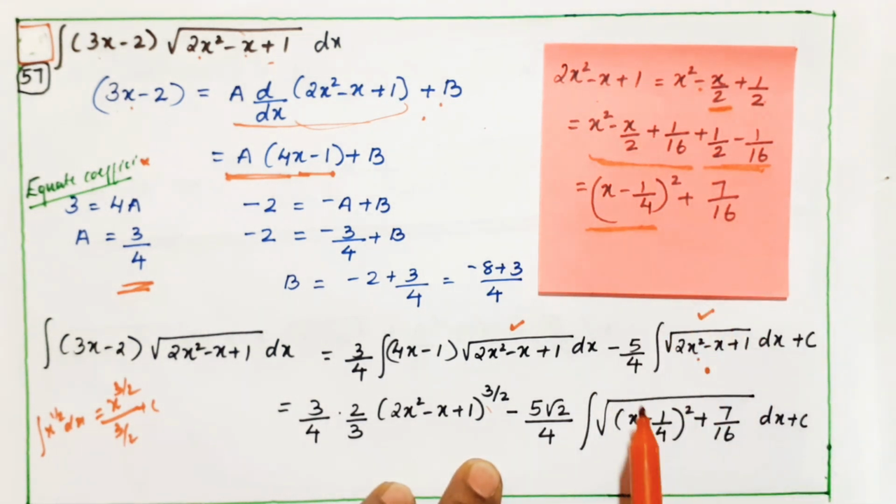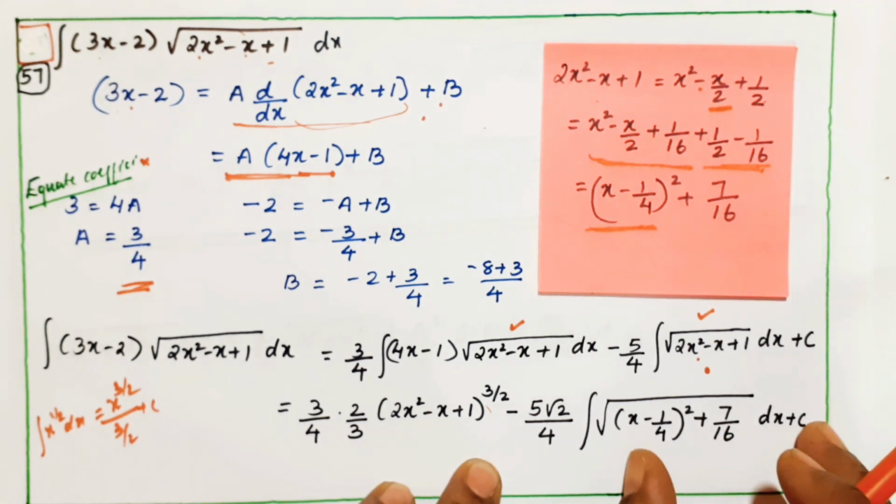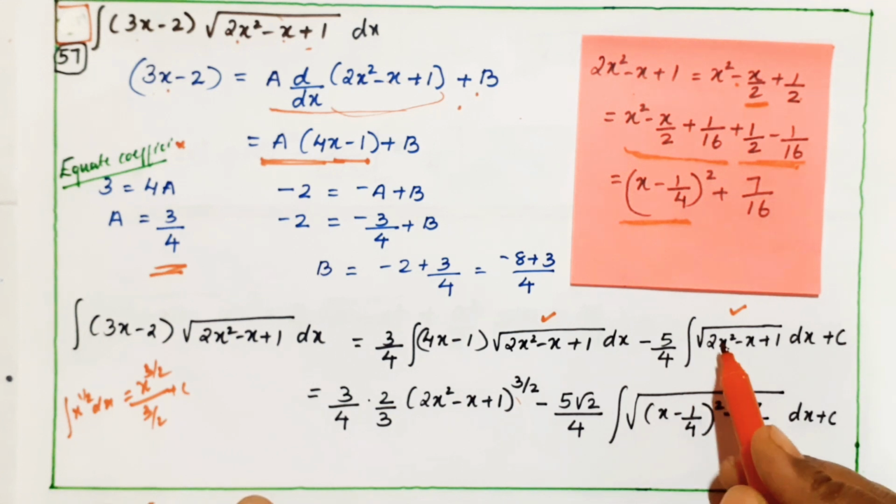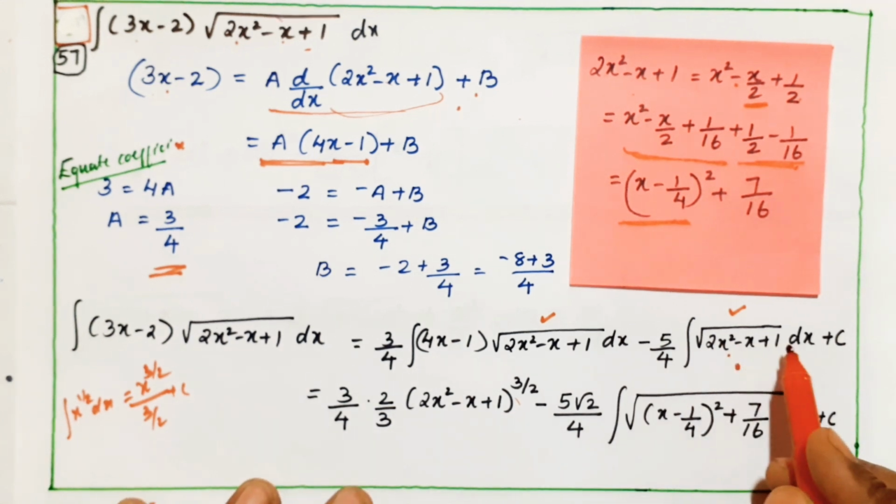We can write it in this form, root over x minus 1 by 4 the whole square plus 7 by 16 dx plus c. Right? Now, okay. So what we are doing is 5 by 4 into integral of 2x square minus x plus 1 dx.